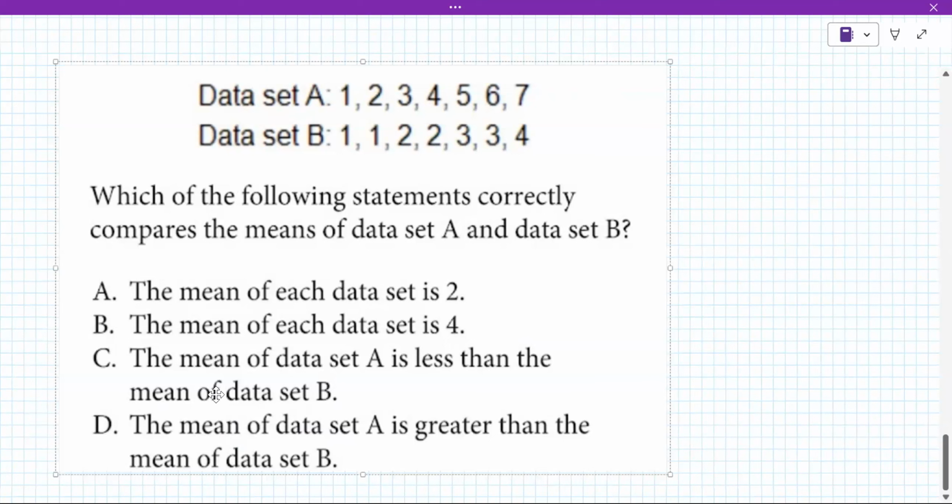What do C and D say, and how are they different? What's the difference between C and D? Could you look at that for us? It's like the mean of the data sets are greater, less than. Yes, exactly. And that's kind of what we were talking about here. You don't need to do a calculation. You just need to know which one's bigger, which one's smaller, and why.